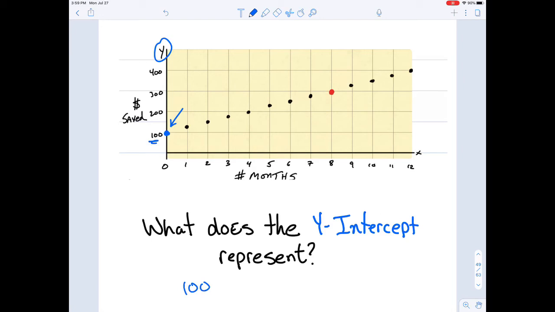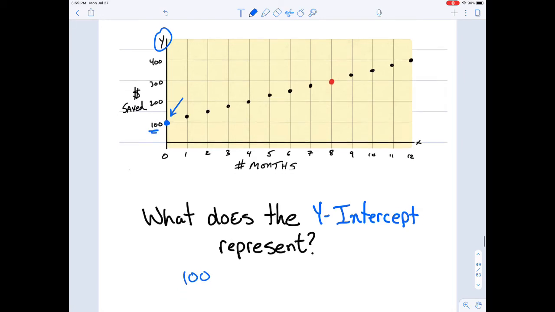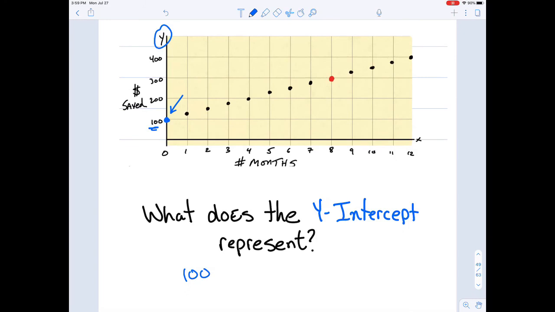It is 100. Now, the question says, what does the Y-intercept represent? Well, let's go ahead and say what it represents. Let's simply look down to below the 0, to below that dot, and that's 0 months. So the 100 is at 0 months. And then what is the 100? Well, we look over here. It's how much money we have saved. So I'm going to put $100 saved at 0 months.